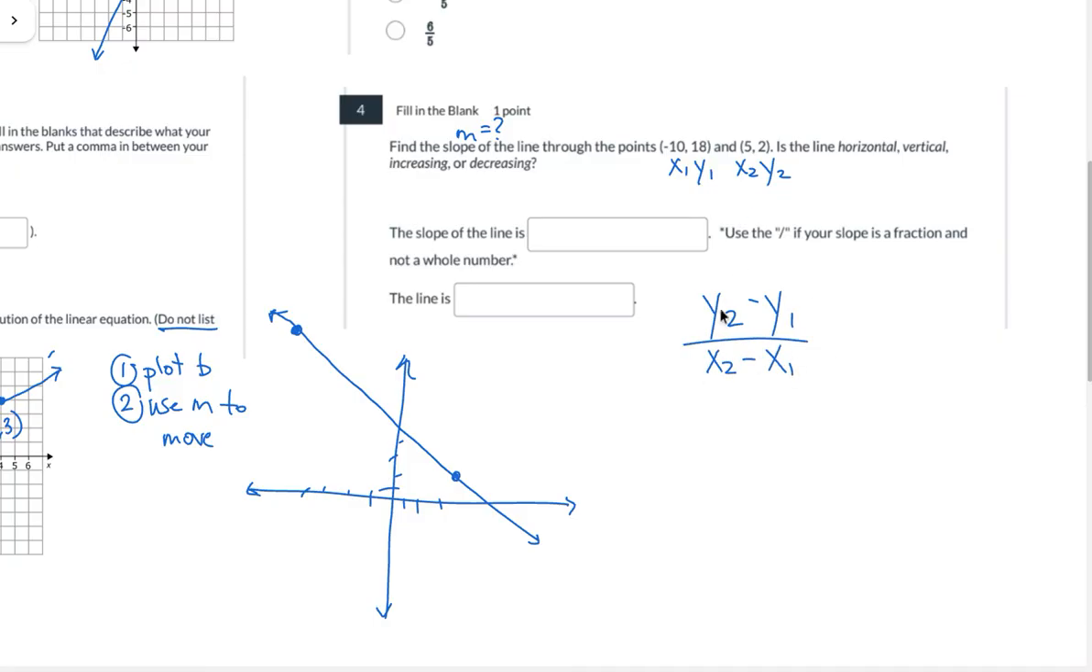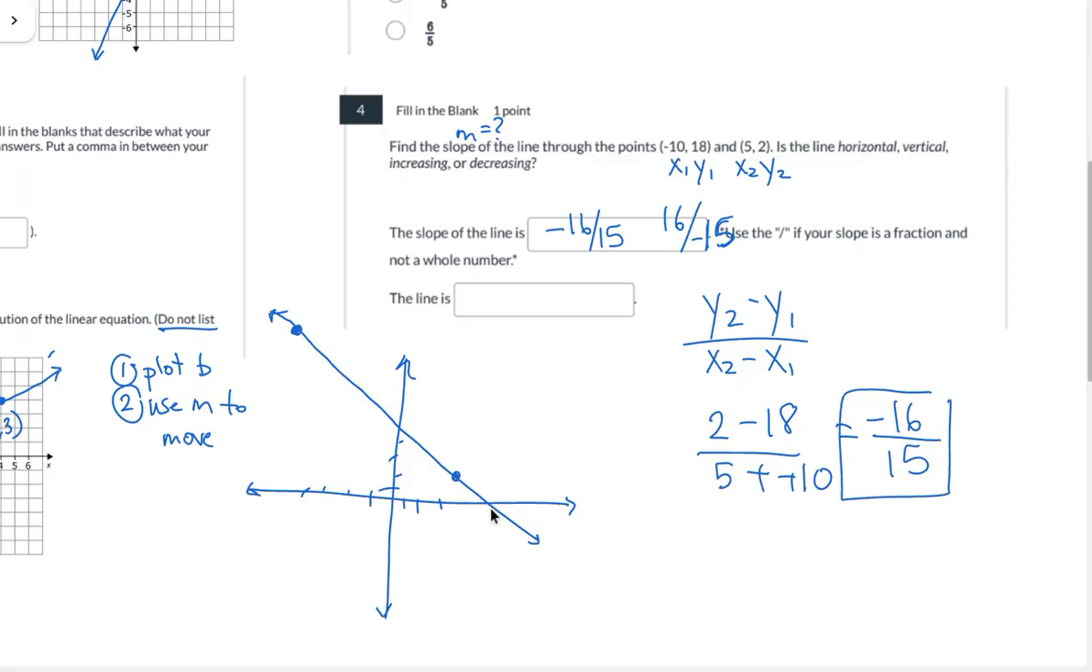If I was to do that, I would say y2 was 2 minus 18 over x2, which is 5, minus negative 10. That would give me negative 16 over 15. So we were looking for negative 16 over 15, or you could have put 16 over negative 15. As long as there was only one negative sign, it didn't matter how you wrote it.